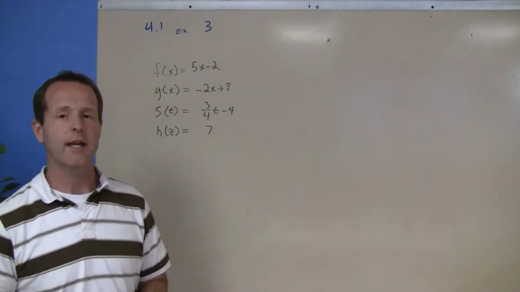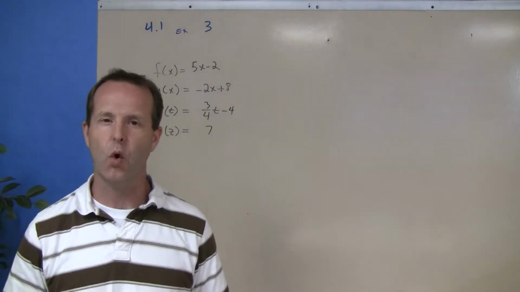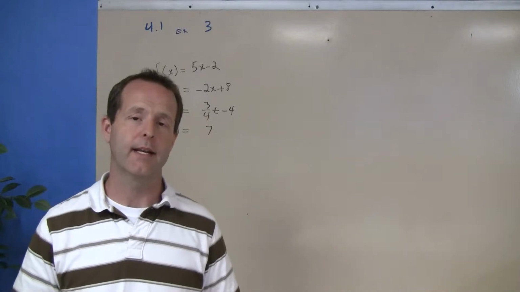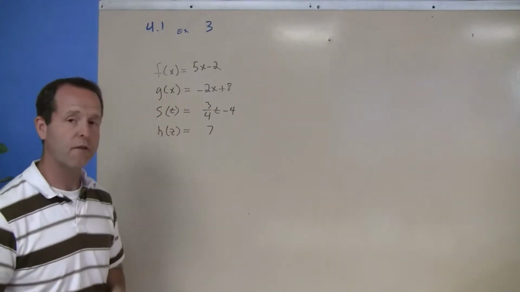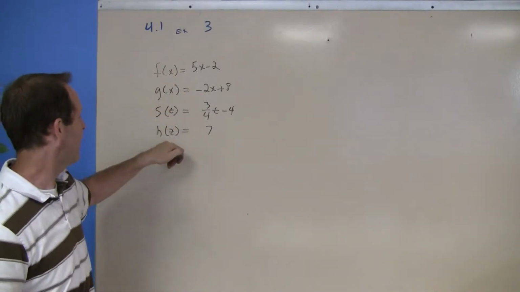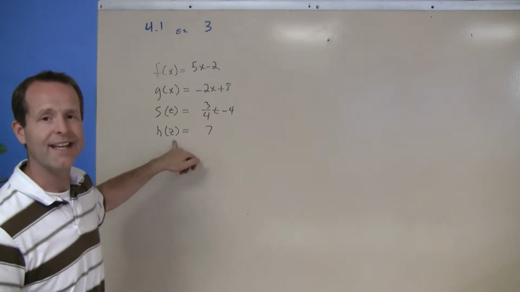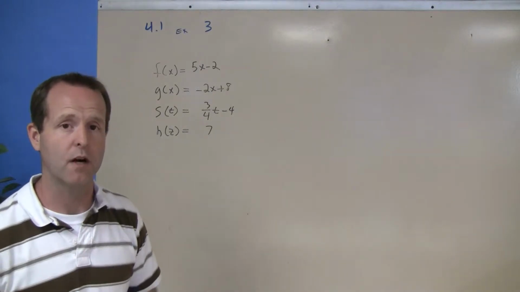I want to help you as you're looking at some linear functions, how to determine if the function is increasing or decreasing, and over what domain it is decreasing or increasing. So I wrote 4 functions: f of x, g of x, s of t, h of z. Again, those letters and those variables aren't so much of an issue. They just let us know that we're talking about some different types of functions.